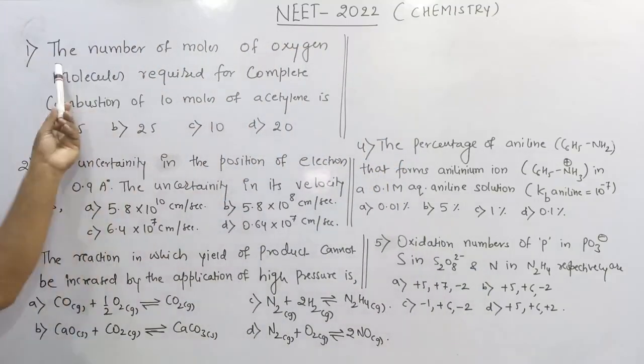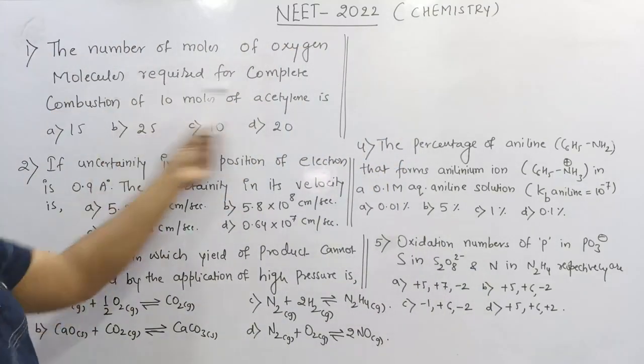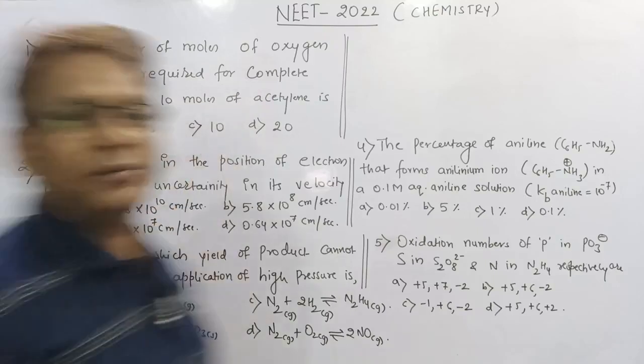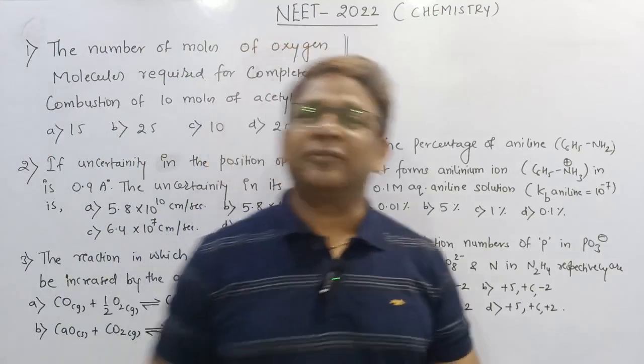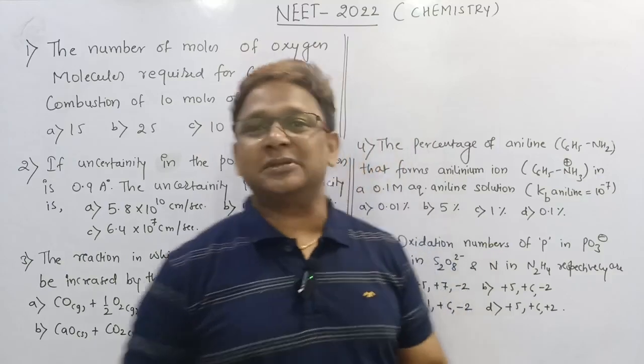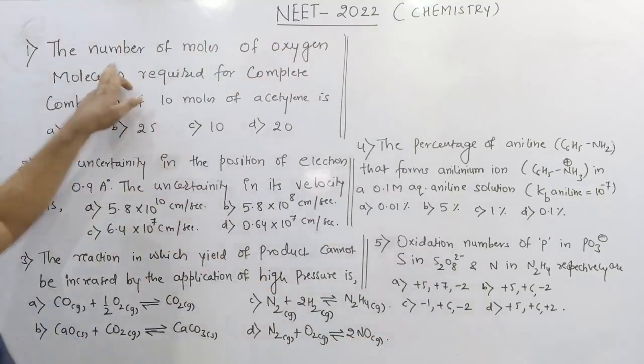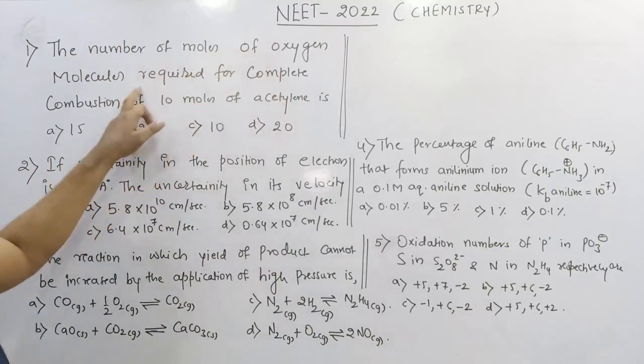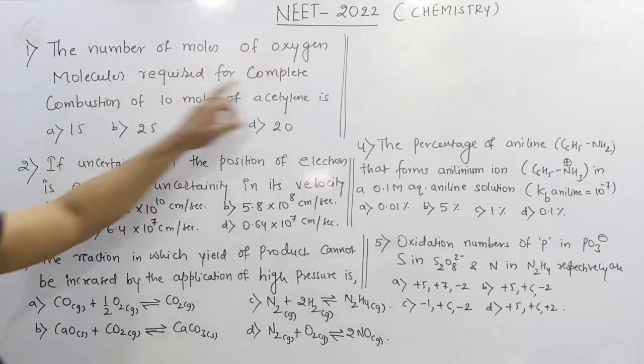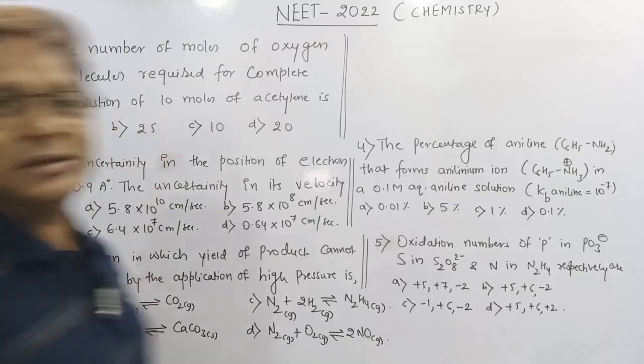But this is the first question: number of moles of oxygen required for complete combustion of 10 moles of acetylene. This question is coming from the first chapter, some basic concepts of chemistry, that is about mole concept and all. So they are asking how many moles of oxygen are required for complete combustion of 10 moles of acetylene.